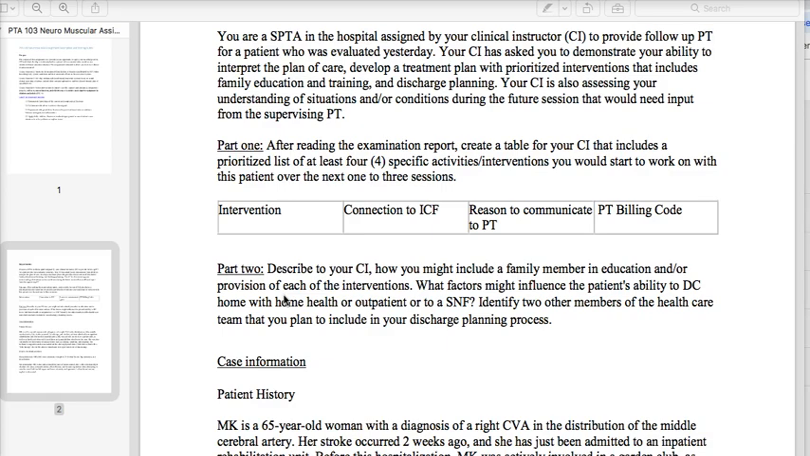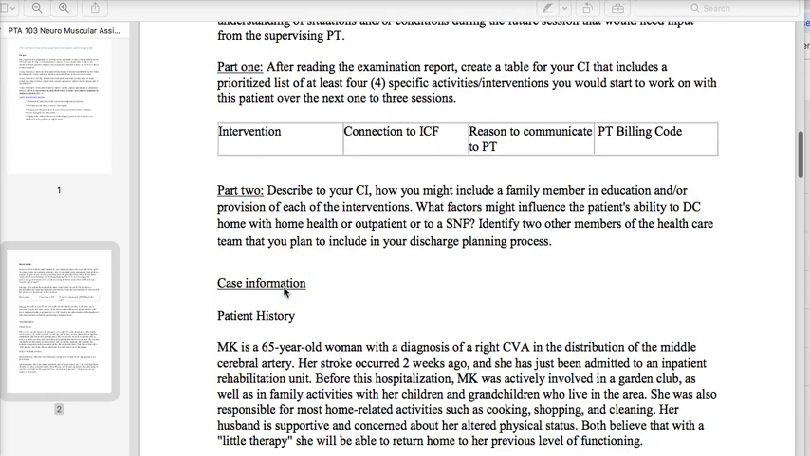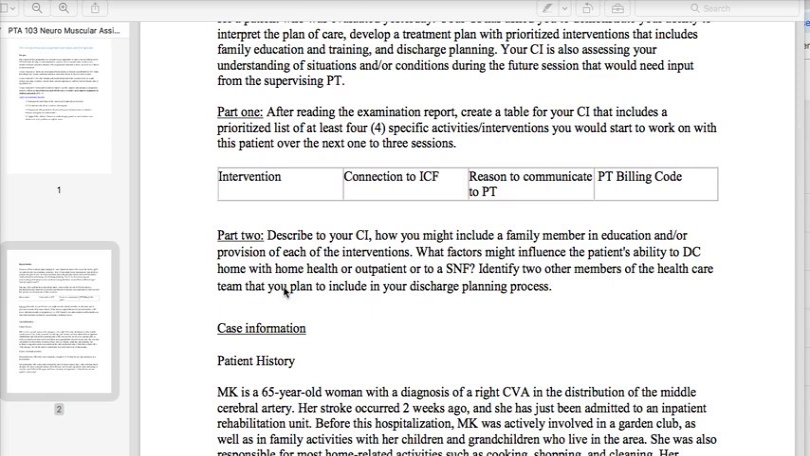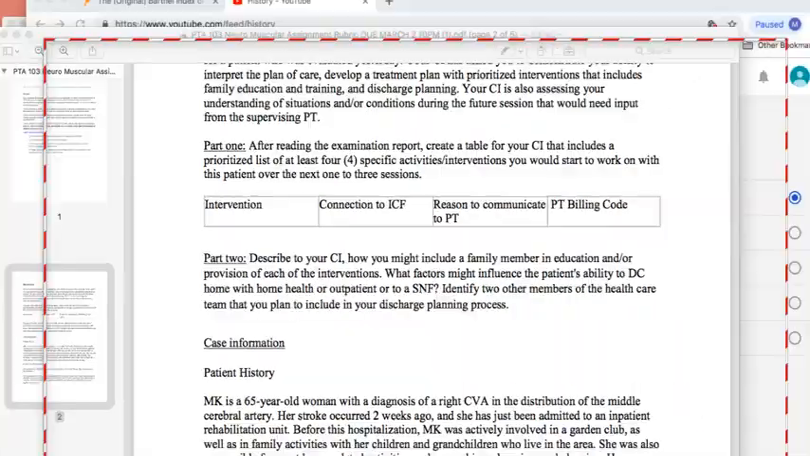And it's also to assess your understanding of situations and conditions for future sessions, so we need input from the PT. So we're looking at our treatment for 3 sessions. And so the table you're going to create as part 1 is the select interventions that you are choosing for this particular patient. That could be neuromuscular re-education, it could be functional activities, which would include bed mobility and transfers. It could possibly include other interventions as well.